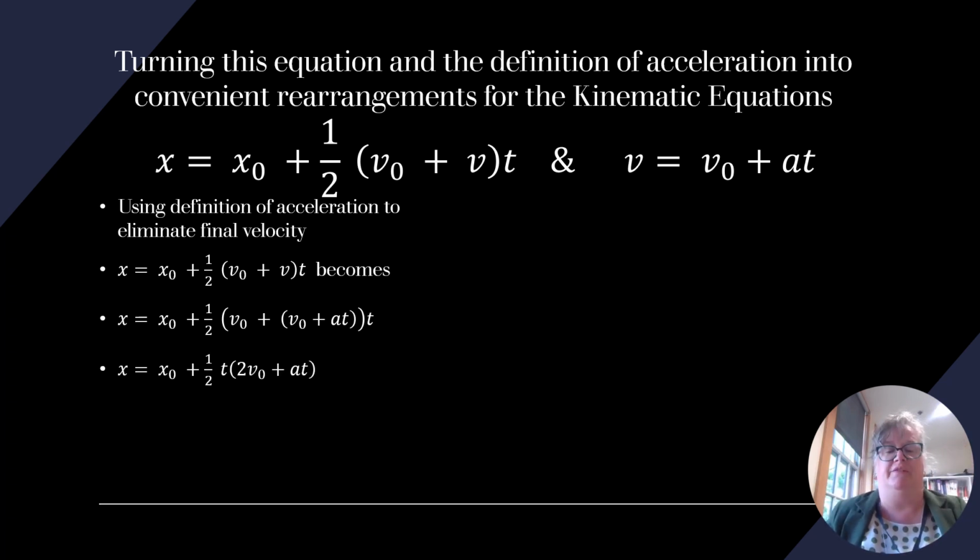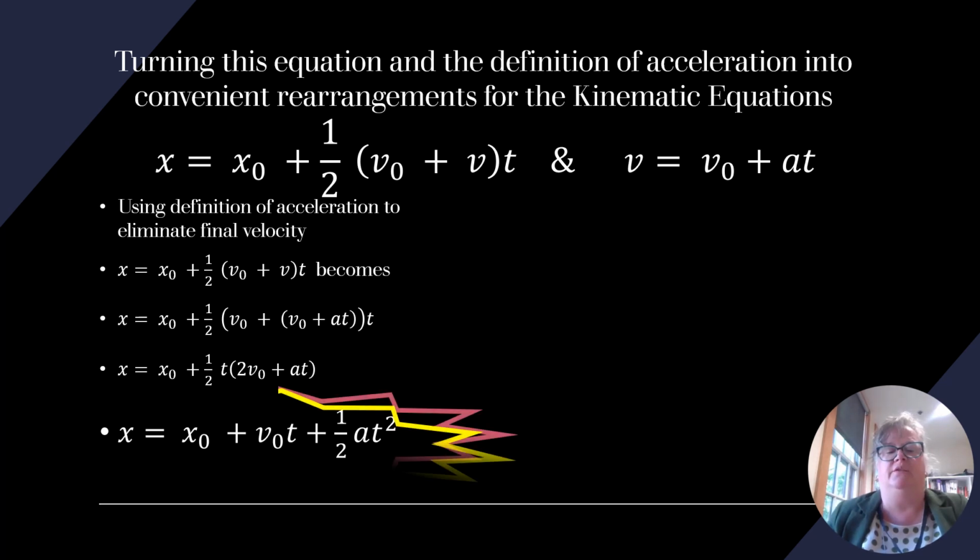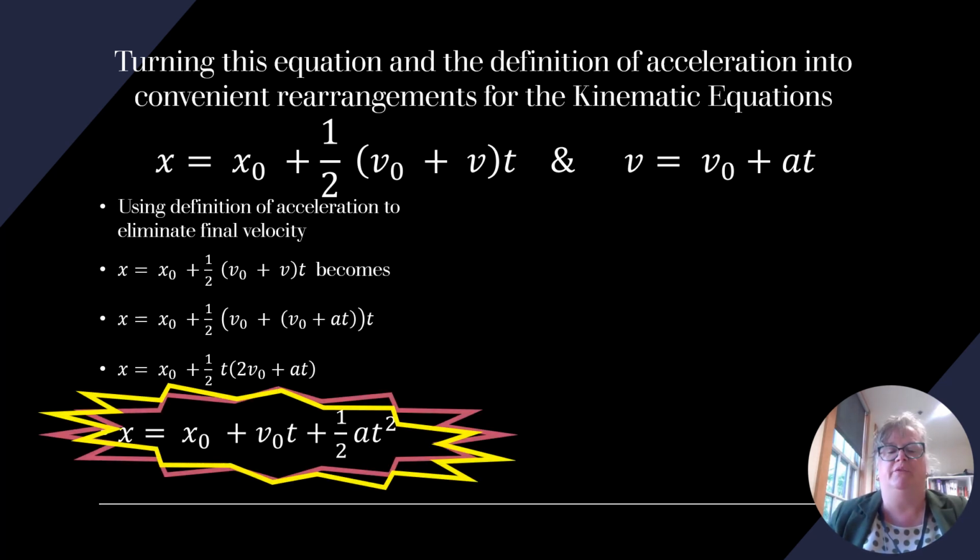So let's simplify this a little bit more. And that's going to simplify down to give us the awesome final equation, x final is equal to x initial plus v initial t plus 1/2 at squared. So that's our first fantastic position as a function of time for when the object is accelerating equation.